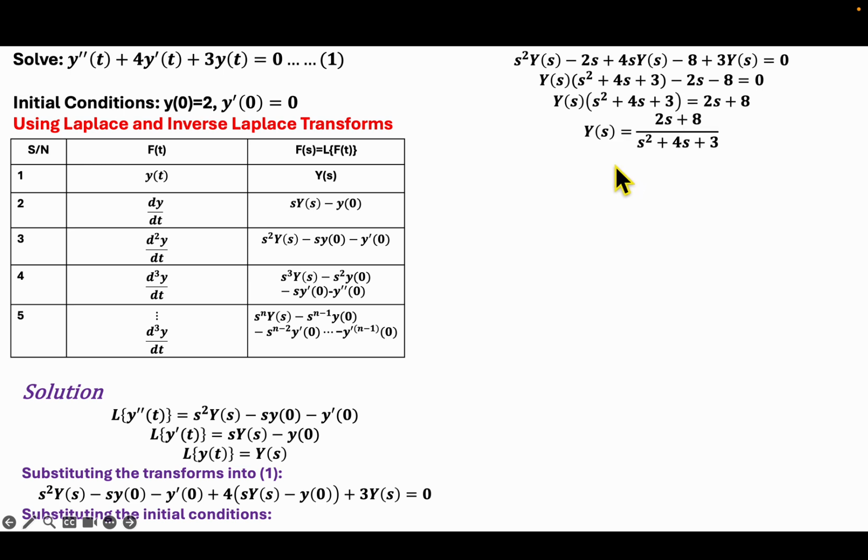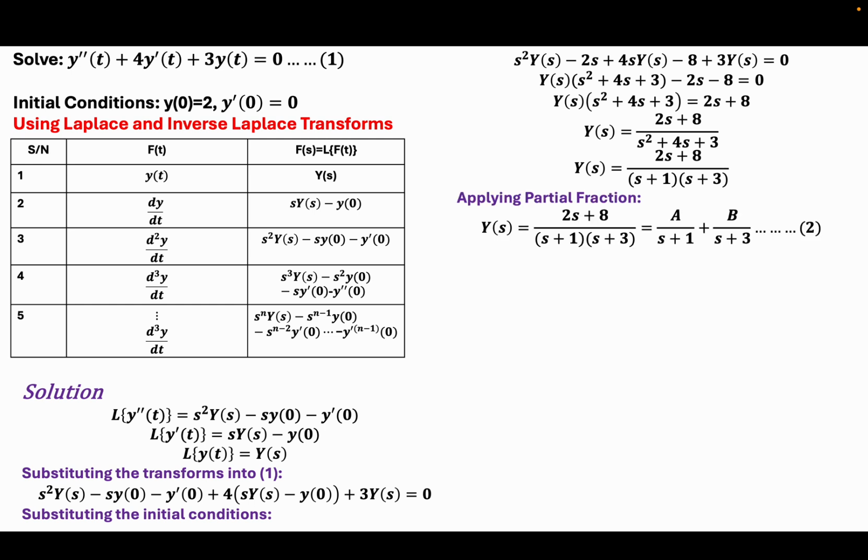So our Y of s will just be 2s plus 8 over s squared plus 4s plus 3. So we can factorize this denominator, and that will give us this equation. So now, in order to easily solve this, we need to undergo partial fraction. So applying partial fraction, this equation will reduce to A over s plus 1 plus B over s plus 3. So looking at the right hand side, the LCM will just be s plus 1 times s plus 3, and that will lead us to this equation.